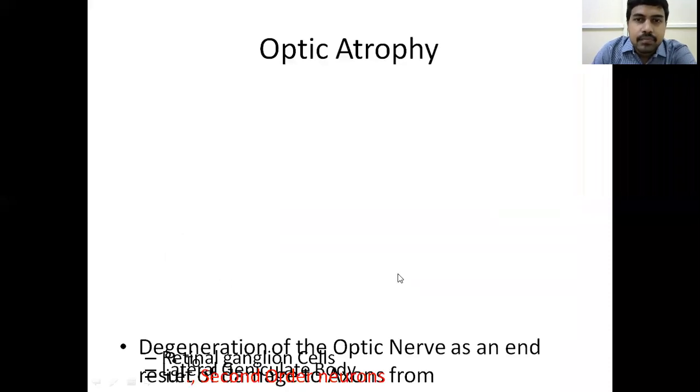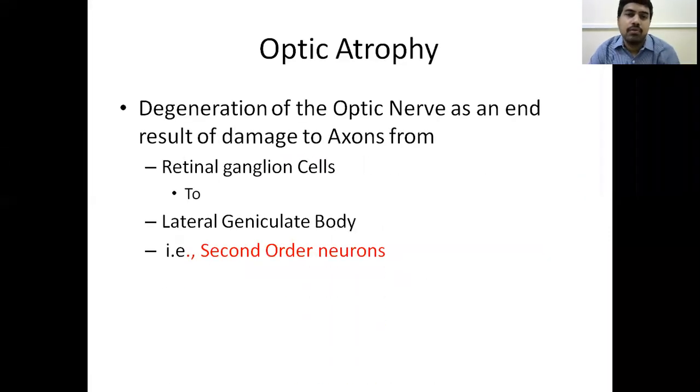Okay. So coming to optic atrophy, today's topic. Optic atrophy is degeneration of the optic nerve as an end result of damage to axons. So what is a nerve? A nerve is basically a collection of axons. Axons are also known as nerve fibers. A group of nerve fibers or a group of axons put together is known as a nerve. Here it is called the optic nerve.